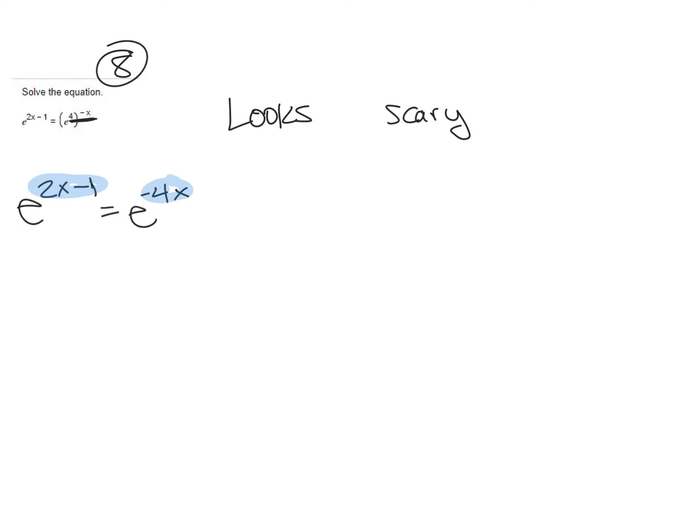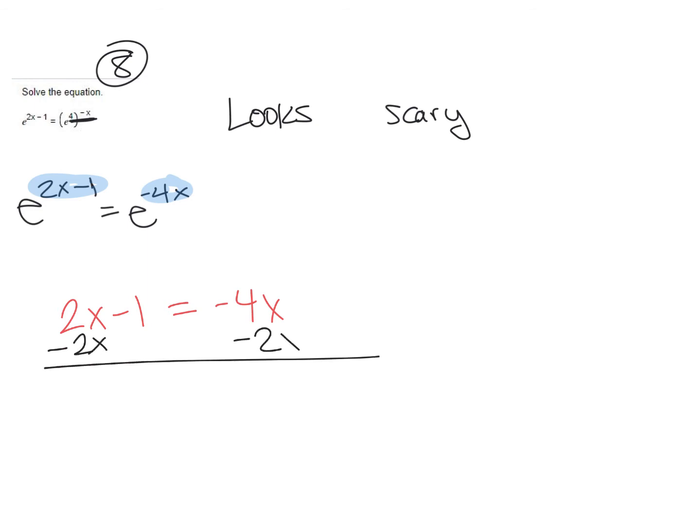So I would have 2x minus 1 is equal to negative 4x. And then I would subtract 2x from both sides. I'm just trying to get my x's by themselves. And that would give me negative 6x equals negative 1. Divide both sides by negative 6. I end up with 1 over 6. And a good way to check this would be to type that back into your calculator. And you would see that the left and right are the same.